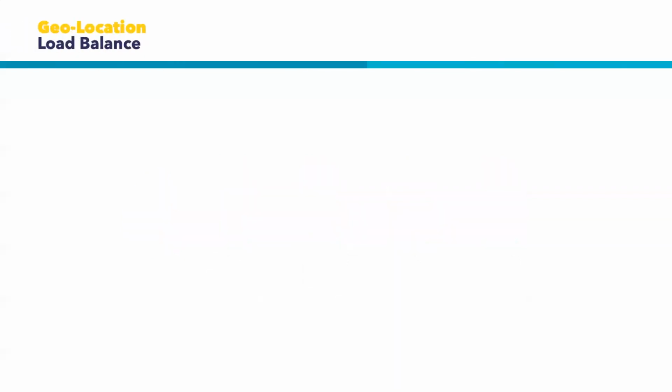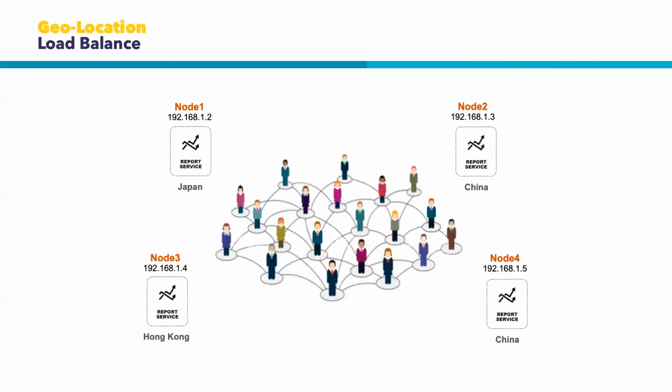Another one is what we call geolocation. Geolocation means, for example, I have one node, another server for the report service, running in Japan, China, and Hong Kong. Now, if I am logging in from Hong Kong, the system will know that I am from Hong Kong and I will be redirected automatically to node number 3. This is what we call geolocation load balancing. That means to give you the optimal performance, you will be given the server where your location is.